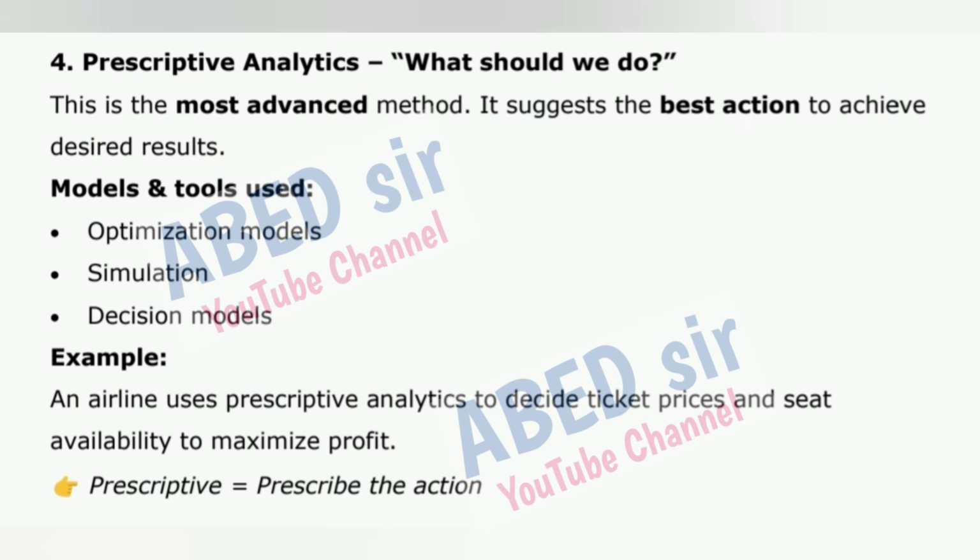4. Prescriptive analytics. What should we do? This is the most advanced method. It suggests the best action to achieve desired results. Models and tools used: optimization models, simulation, decision models. Example: an airline uses prescriptive analytics to decide ticket prices and seat availability to maximize profit. Prescriptive is equal to prescribe the action.